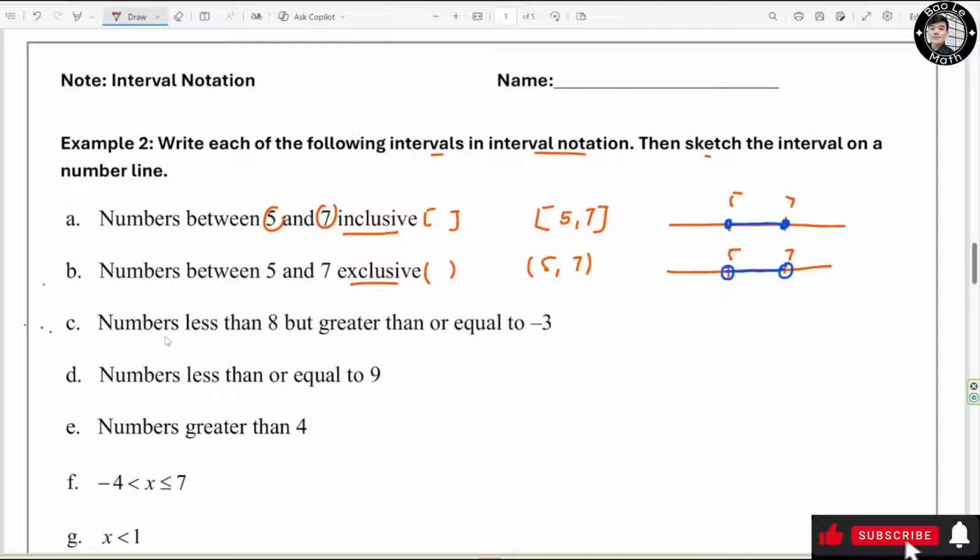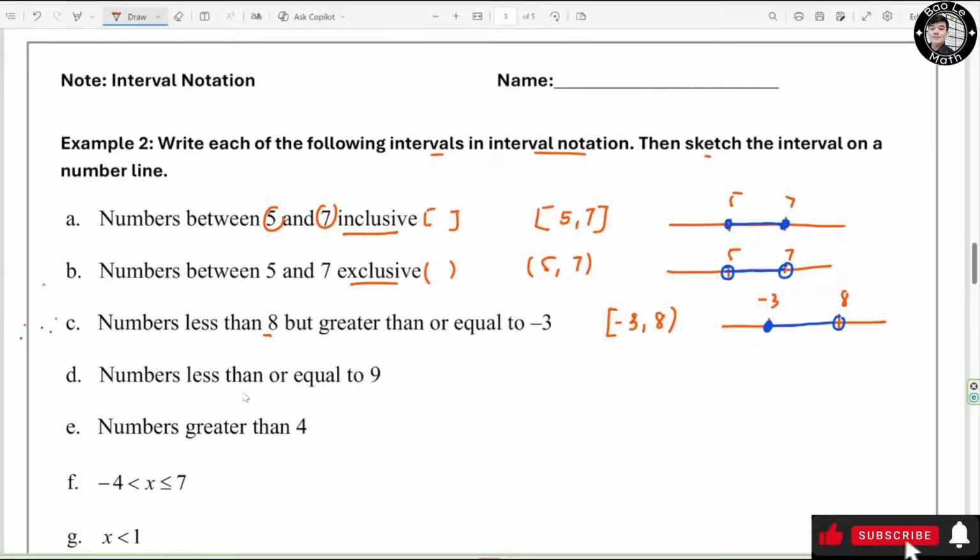Now question C. Numbers less than 8 but greater than or equal to negative 3. So it should be negative 3, comma 8, like that. Negative 3, closed circle, and 8, open circle. Put the line right here.